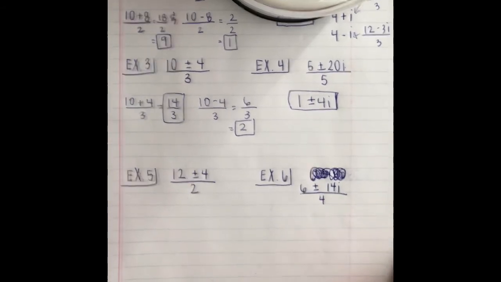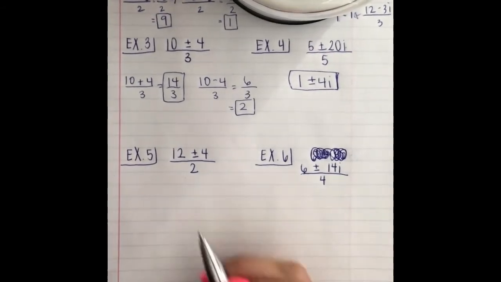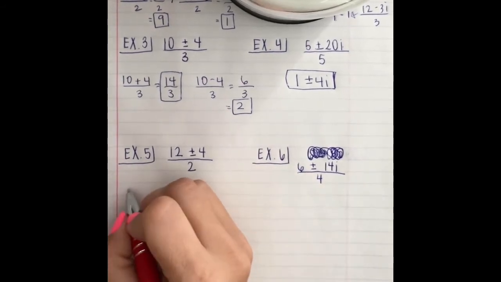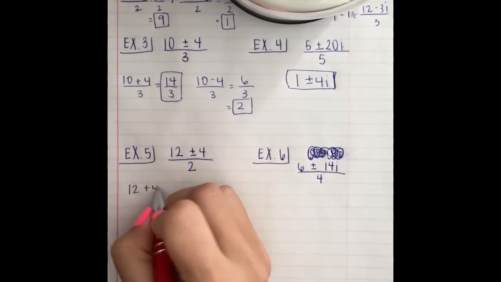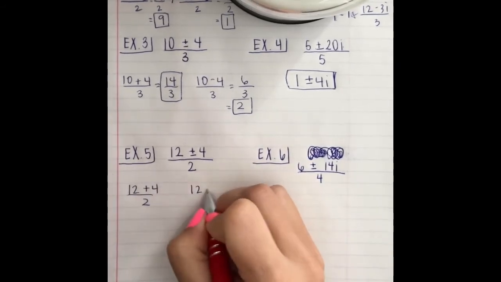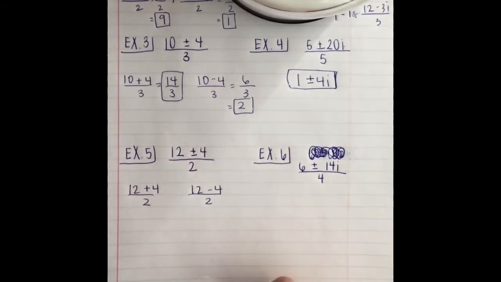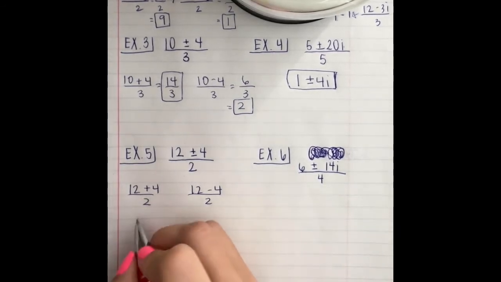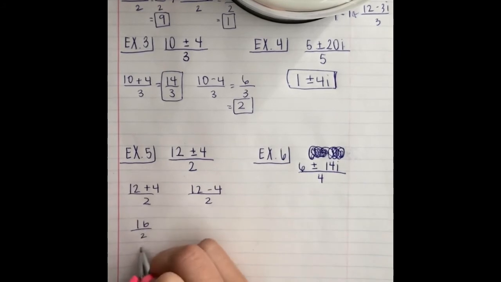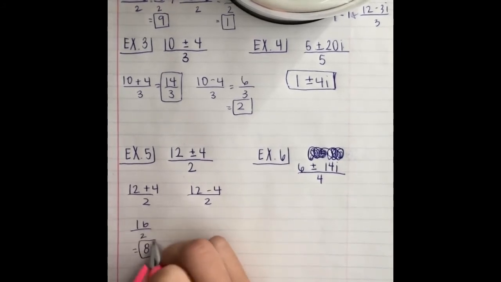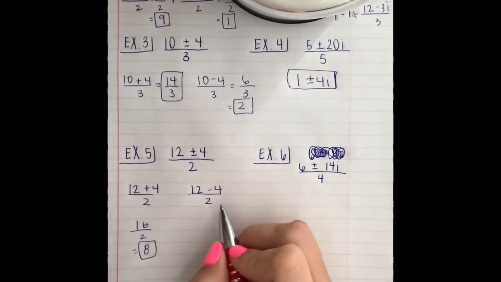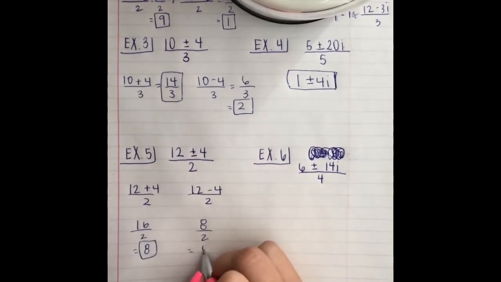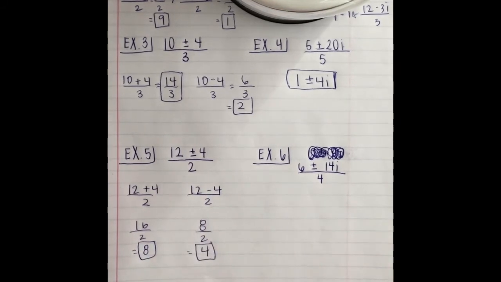Okay, and then example 5. 12 plus or minus 4 divided by 2. We don't have any i's, so we can do 12 plus 4 divided by 2, and 12 minus 4 divided by 2. Okay, so we get 12 plus 4 is 16 divided by 2 gives us 8. And then we get 12 minus 4 is 8 divided by 2, which gives us 4. So those are our two answers.